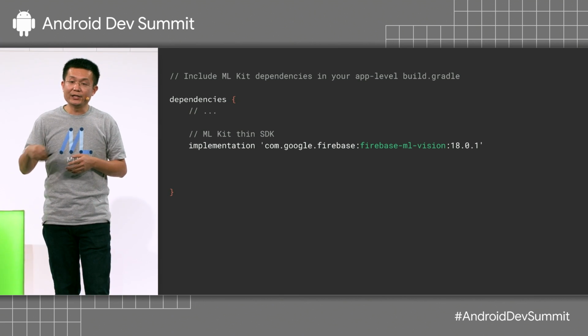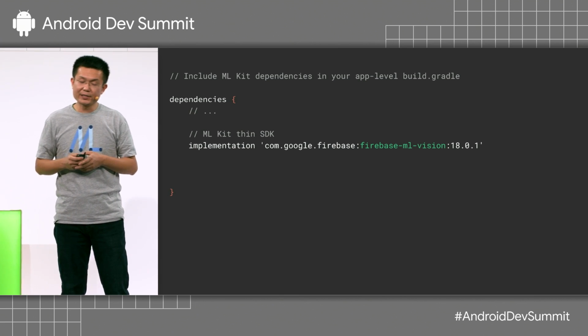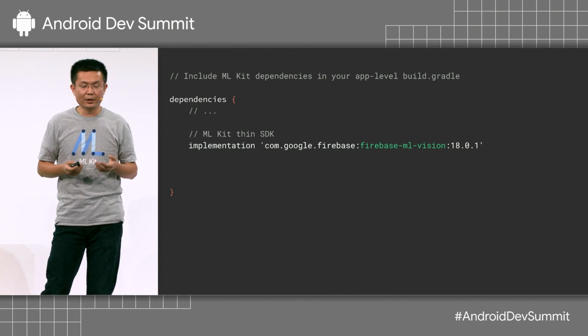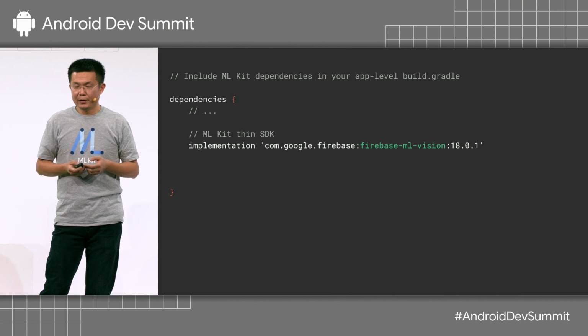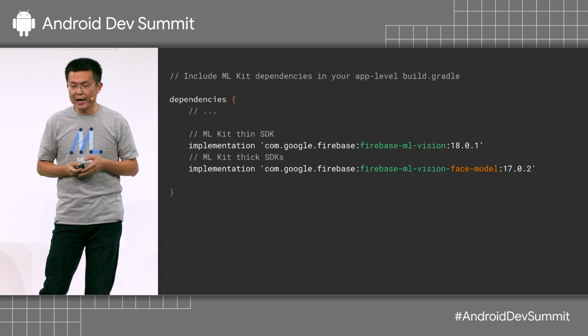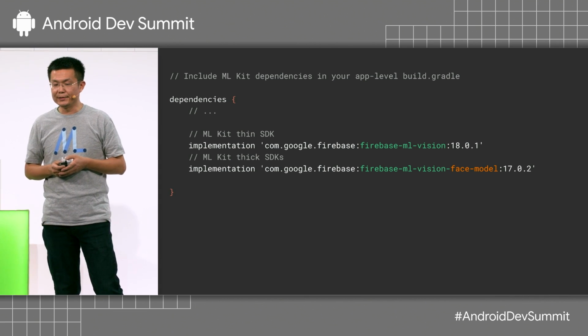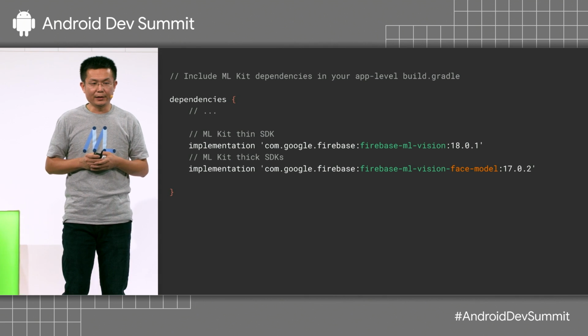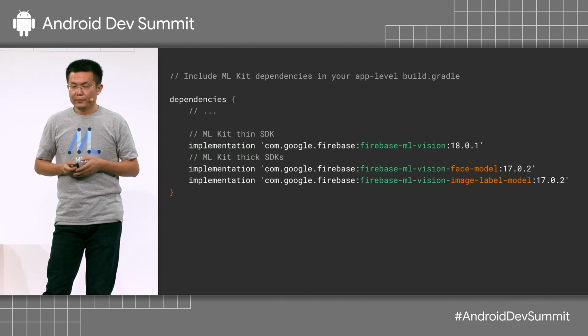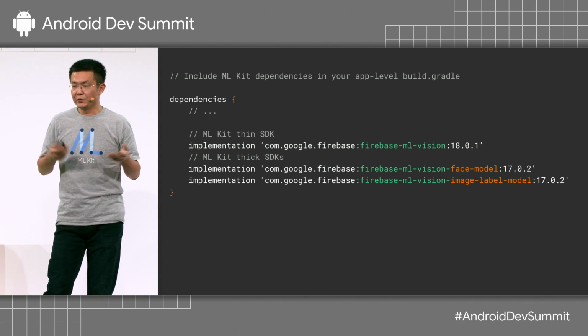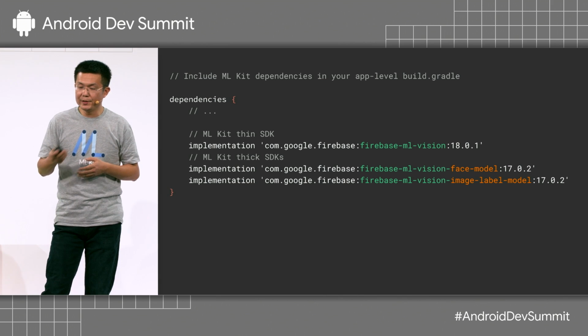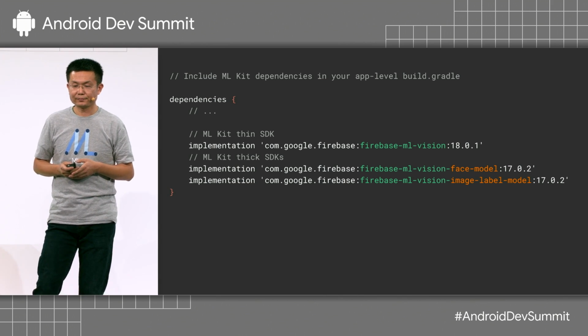But you also need to add additional dependencies. For example, if you want to use face detection, then you need to add the Firebase ML Vision face model dependency, because it's a thick SDK. Similarly, for image labeling, if you need that feature, then you need to add the image label model dependency.